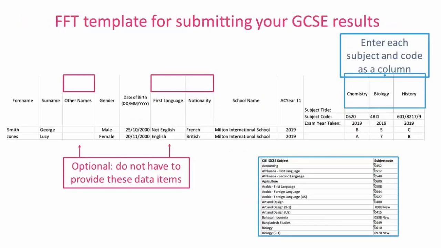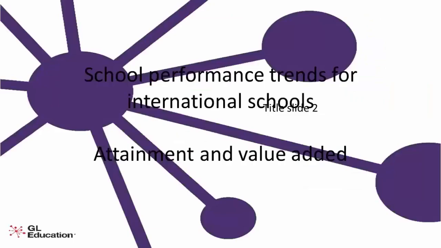The template for uploading your data is fairly straightforward. It's a spreadsheet where you submit your pupils on each row, and on the right-hand side, you need to provide the subjects that are being taken by your students. There's a list of subject codes and subjects which are helpful for you to populate those columns, obviously using the subjects that are appropriate and relevant for your school. So that's the template to use, and most of you, I'm sure, are familiar with that.